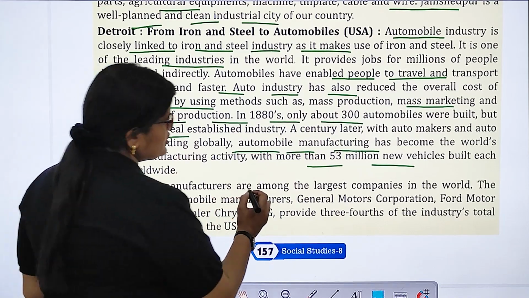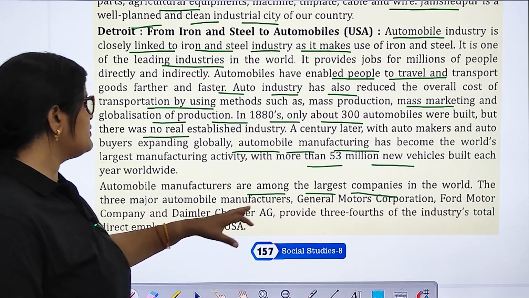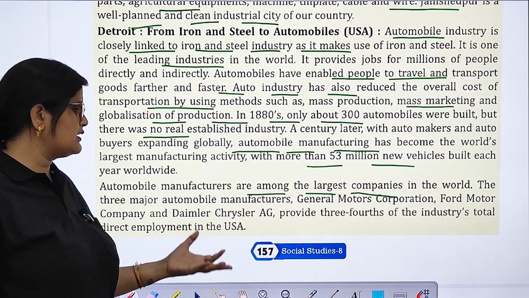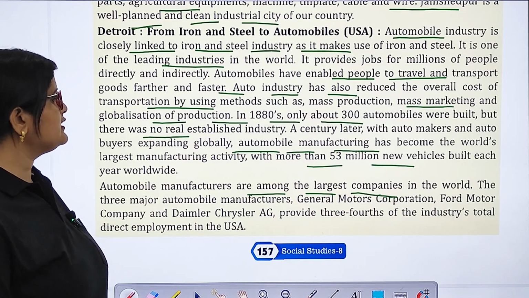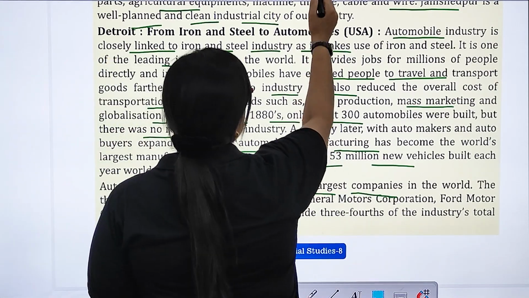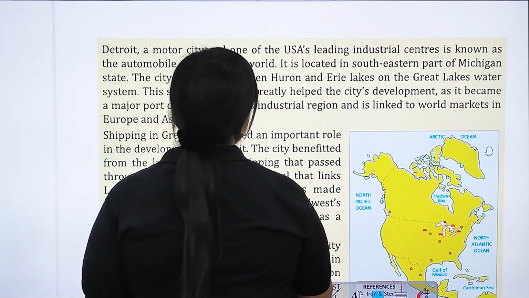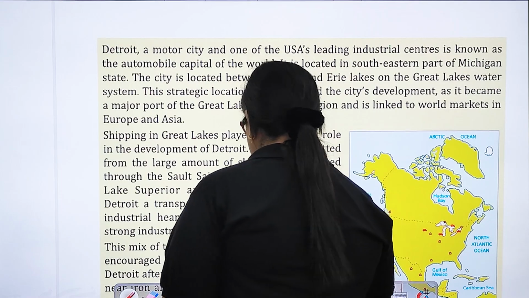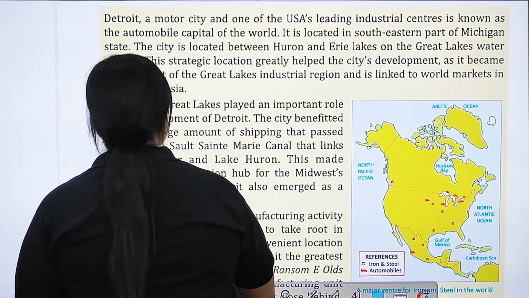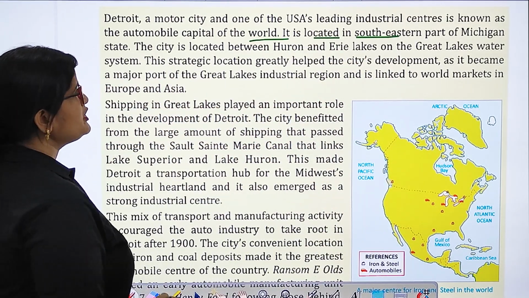So, automobile manufacturers are among the largest companies in the world. The three major automobile manufacturers, General Motors Corporation, Ford Motor Company, and DaimlerChrysler, provide three-fourths of the industry's total direct employment in the USA. Detroit, a motor city and one of the USA's leading industrial centers, is known as the automobile capital of the world. It is located in the southeastern part of Michigan state.